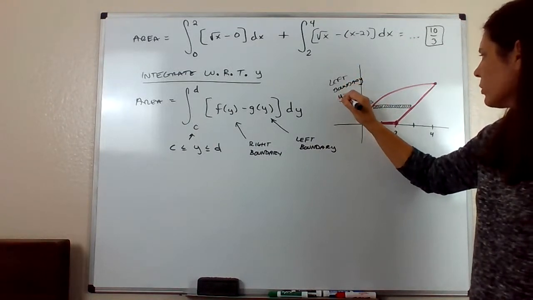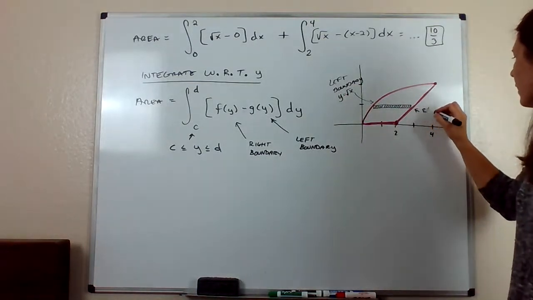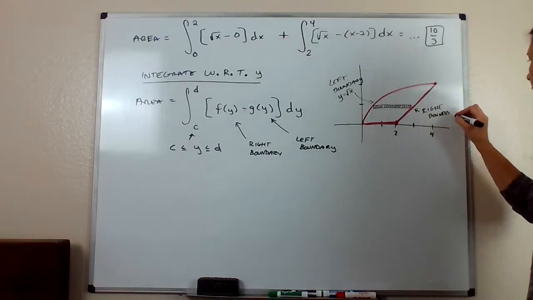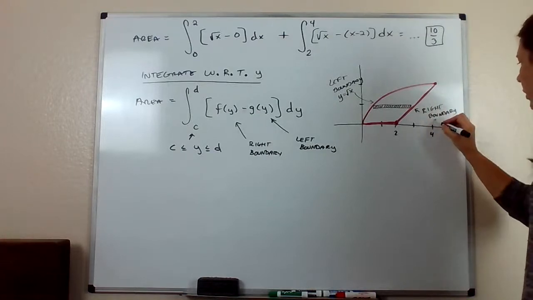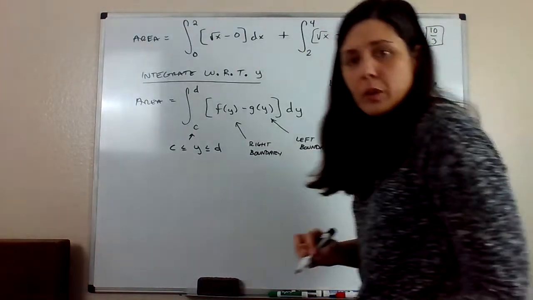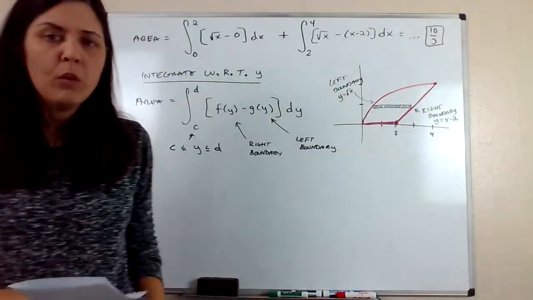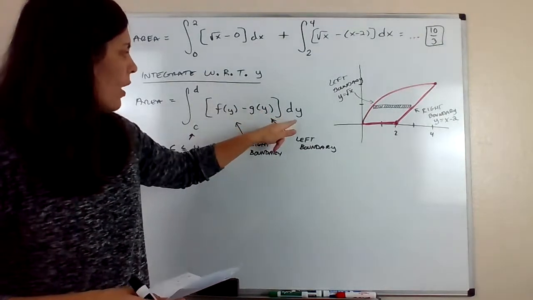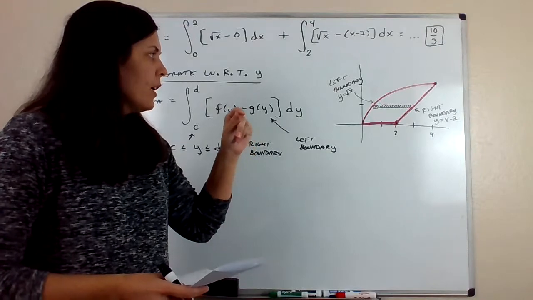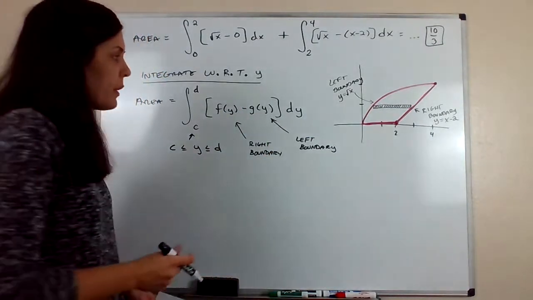So the y equals square root x. And no matter where I take my slice, the right boundary is always going to be that line, y equals x minus 2. Now the issue is, because I'm doing things horizontally now, as a function of y, I have to change everything to be x equals something in terms of y. So I need to adjust my equations for my curves.